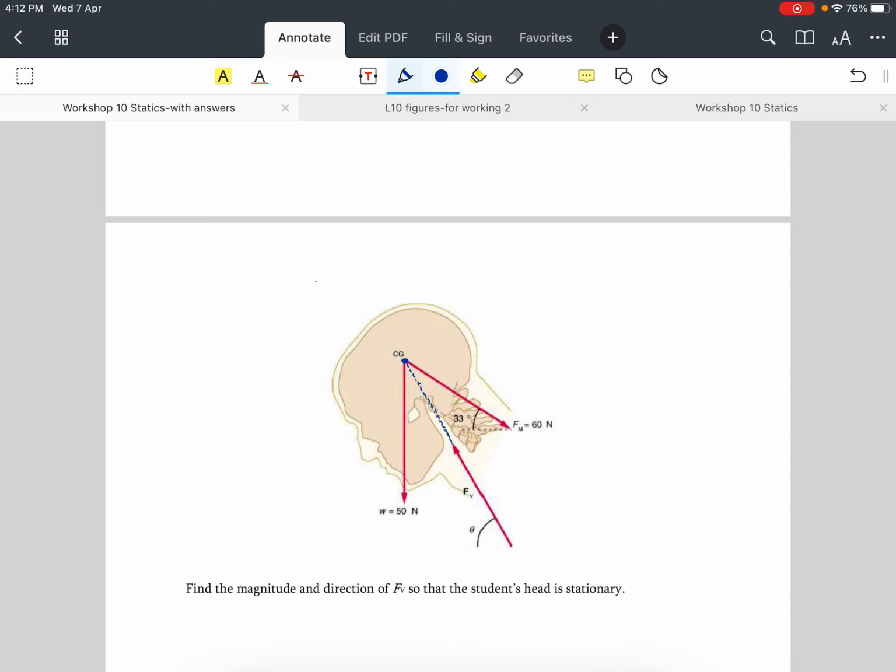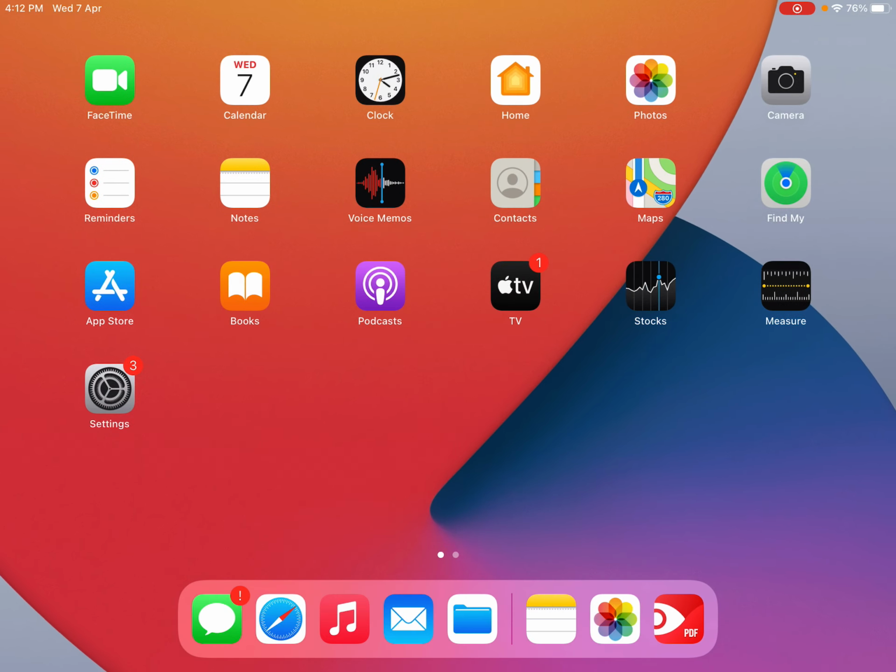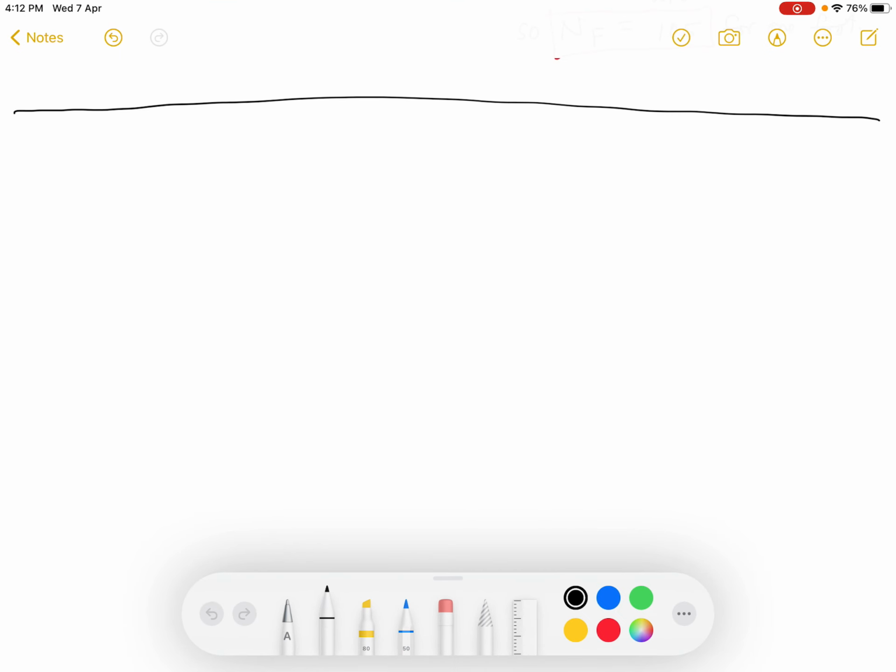Okay, so what we can use to solve this problem is the other condition for static equilibrium. Remember that there are two conditions for static equilibrium. Net torque is equal to 0 and net force is equal to 0. We cannot use net torque is equal to 0 in this problem, so we will use net force is equal to 0. Okay, so let me just redraw the problem here. Okay, you have the three forces acting on the objects, on the head.